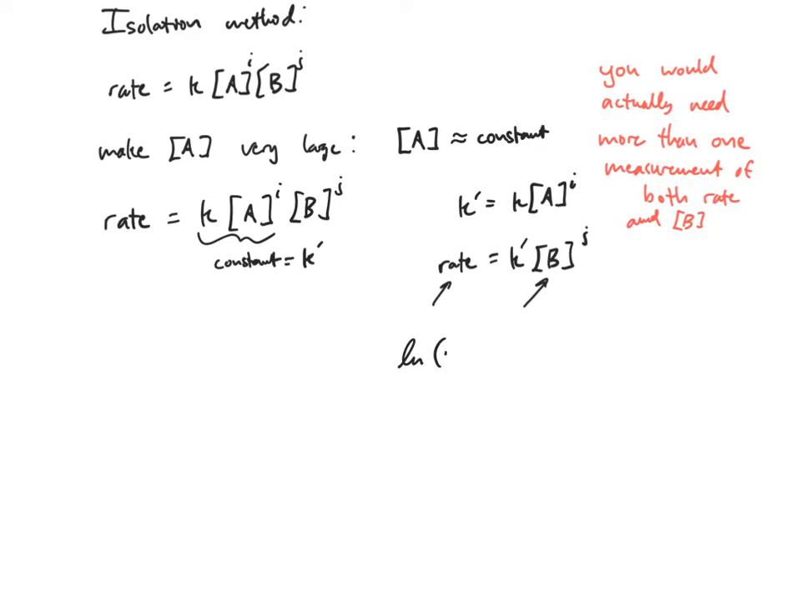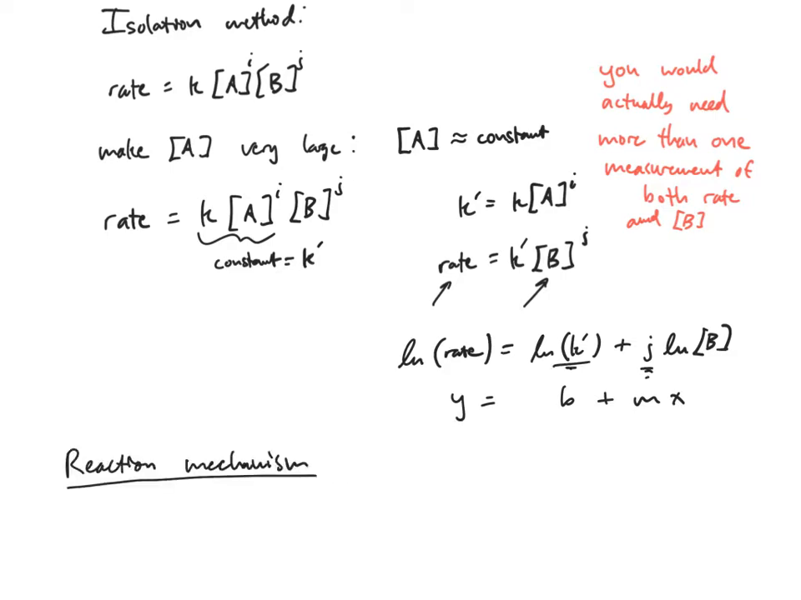If we take the natural log of both sides, then we will get the natural log of K prime, plus J times the log of B. So as you can see, this is a y equals mx plus b type equation. And so here's just another method to find the unknown J and the unknown K prime.